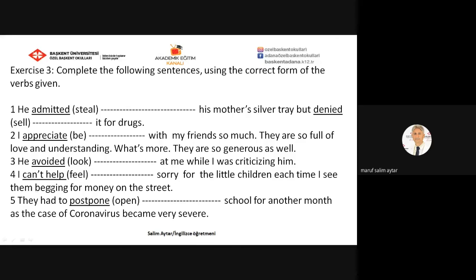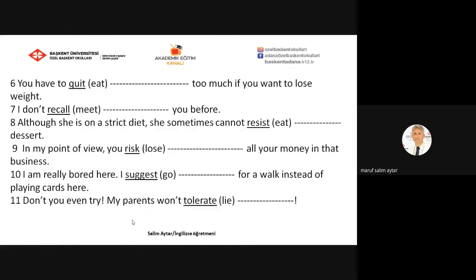Number 4, I can't help. Can you please tell me what can't I help? Right. They had to postpone. What did they have to postpone? See, as the case of coronavirus became very severe. In the sixth, it says to us, you have to quit or you have to stop, blah, blah, blah, too much if you want to lose weight.